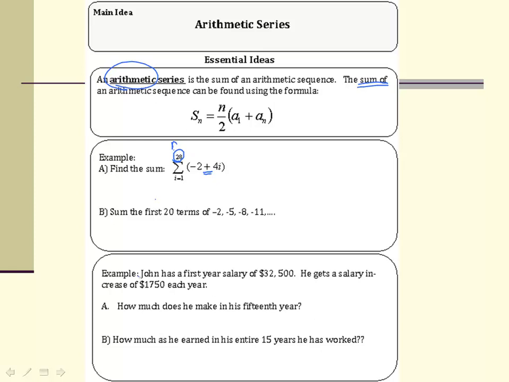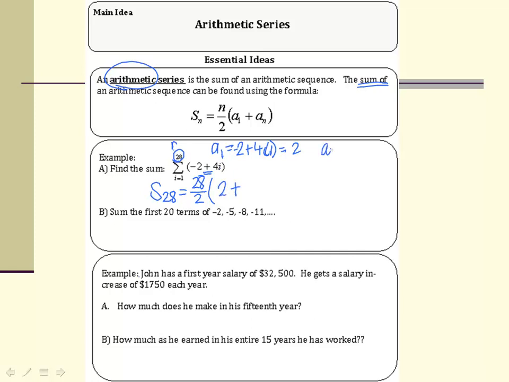So here's what I'm going to do. In order to find the sum of 28 terms, I'm going to start with 28 over 2. In order to find my first term, I've got to put a 1 in. So my first term means plug a 1 in. So negative 2 plus 4 times 1, which is negative 2 plus 4 is 2.